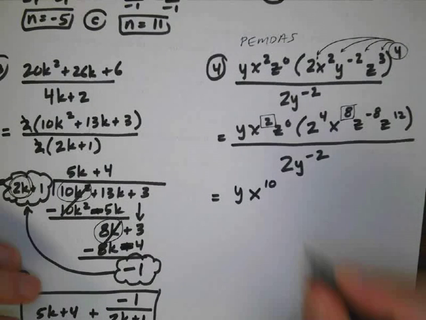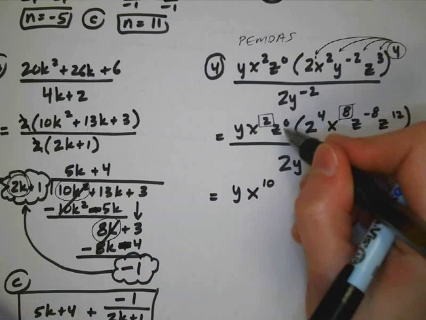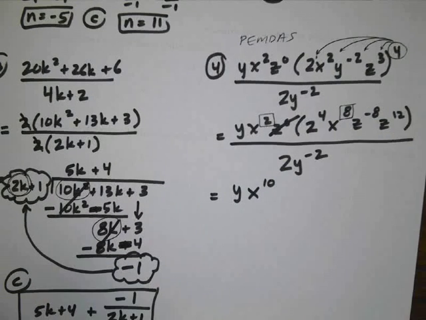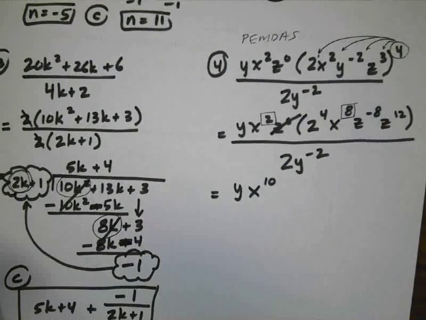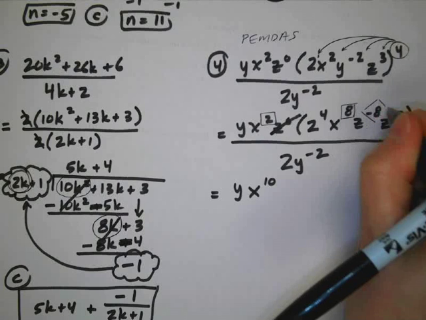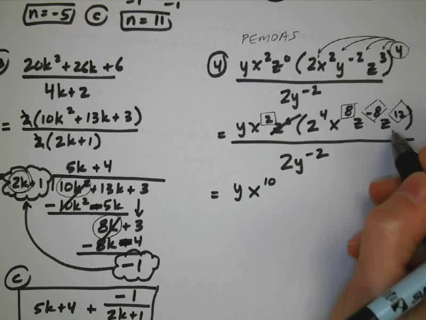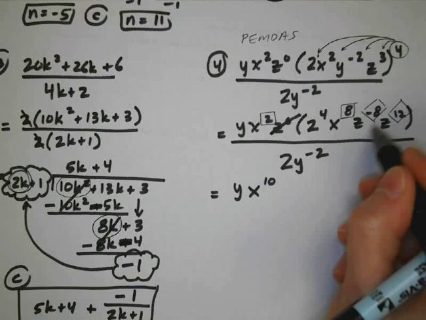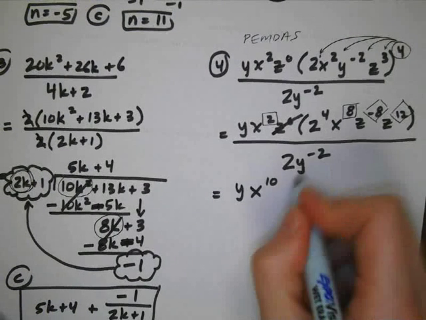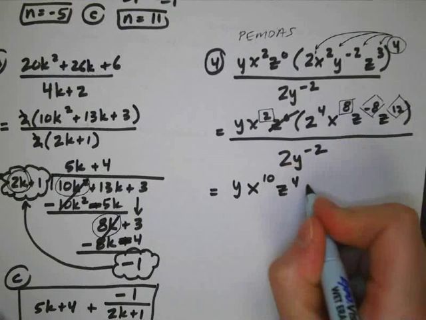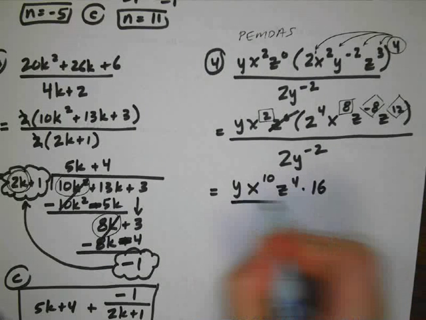And then we want to do the same thing with the z's. Z to the 0 power: anything to the 0 power is 1, so we can just get rid of that. Then, if we come over here, we can combine those two together because they both have a z as a base. This is a 2, not a z. So negative 8 plus 12 would be 4. And then we still have this 2 to the 4th power. 2 to the 4th power is 16, so let's put that on the end as well.